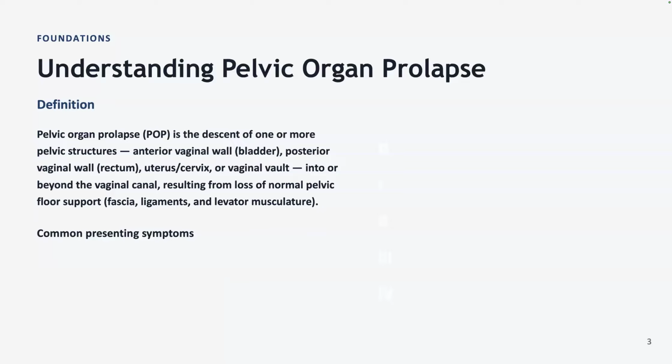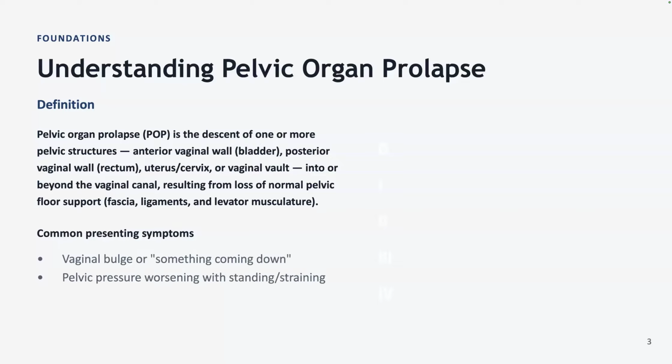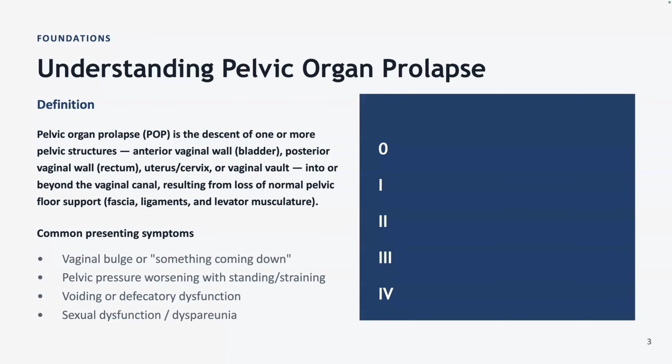Now, the common presenting symptoms are a vaginal bulge or something coming down, pelvic pressure worsening with standing and straining, voiding or defecatory dysfunction, and sexual dysfunction or dyspareunia.